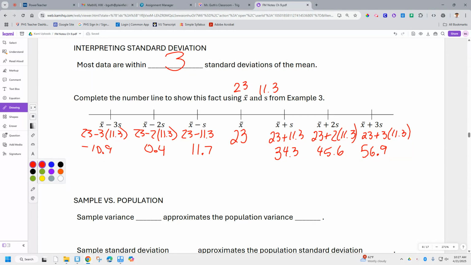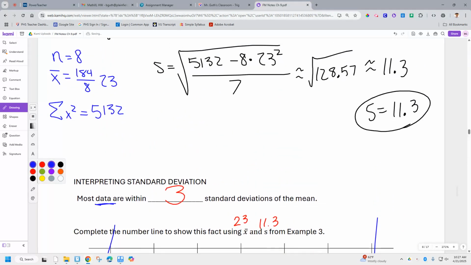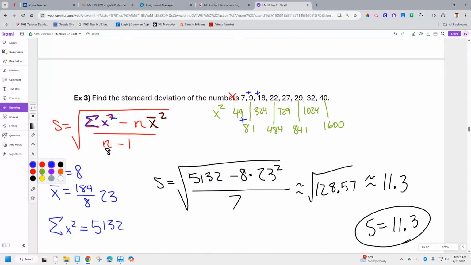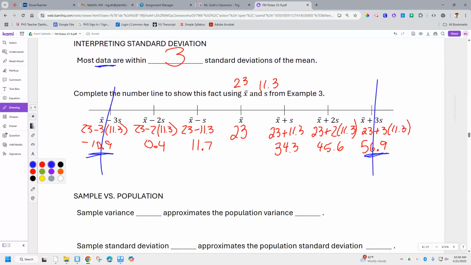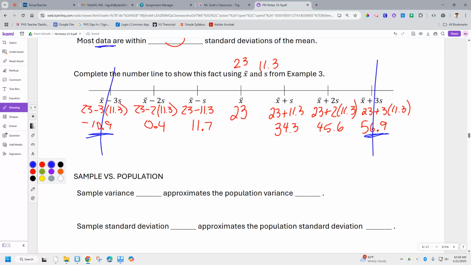What this is saying is, if you look at this range right here, most of the data are going to lie within 3 standard deviations of the mean. Most data in this case are going to be within negative 10.9 to 56.9. It's going to be in between those two numbers, most of the data. So we'll go back and look at the data. This was just a sample. Take a population. I don't have all of the numbers, I just have a sample of the population. There's going to be hundreds or thousands or however many numbers there are. What this is saying is that we know that most of the data are going to be in between negative 10.9 and 56.9.